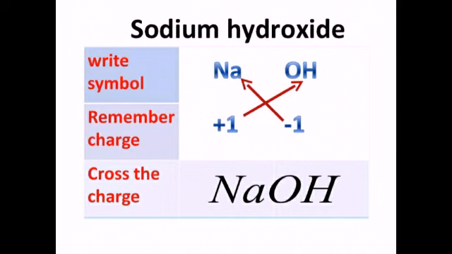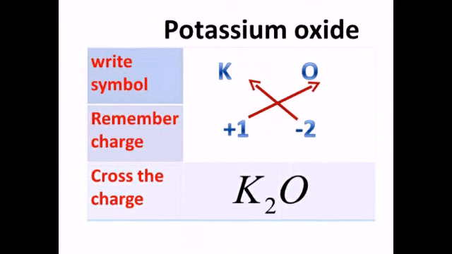Next one is sodium hydroxide. Symbol of sodium is Na and hydroxide is OH. After writing the symbols, we have to write the charges of the sodium and hydroxide. Charge of sodium is +1 and hydroxide is -1. After that, we have to follow the criss-cross rule, that is crossing the charges. After crossing, we get NaOH.